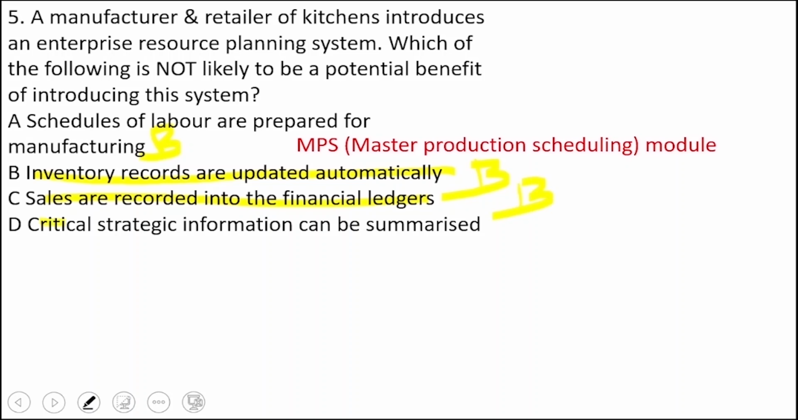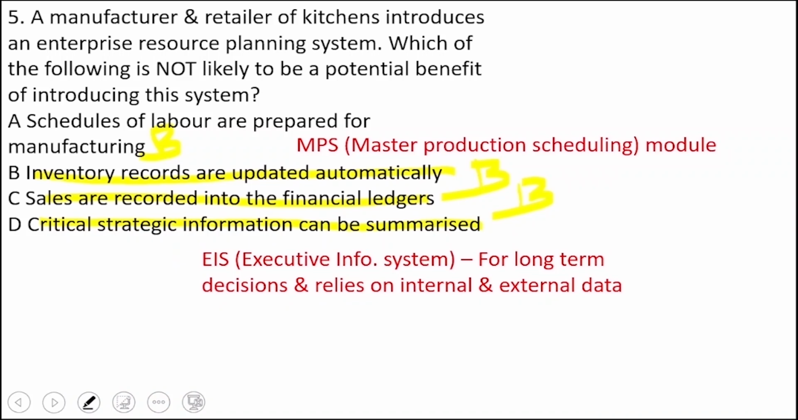Now, option D, critical strategic information can be summarized. Absolutely not. That is done by the executive information system. Now, executive information, we know it is for long-term decisions and it relies on internal and external data. Now, all this external data, it is just not part of the ERP system. So that is not a benefit. So since the question asks, which is not likely to be a potential benefit, the right answer is option D.